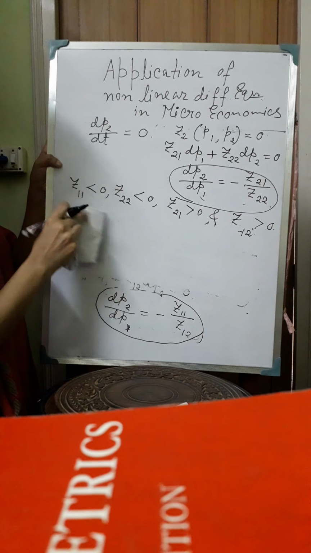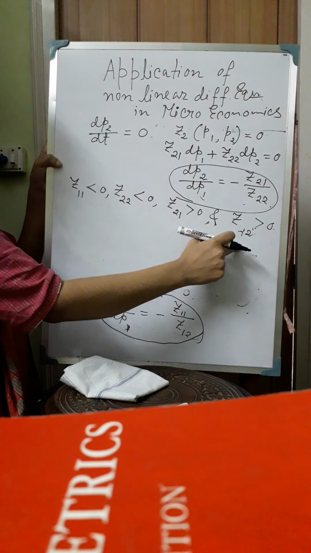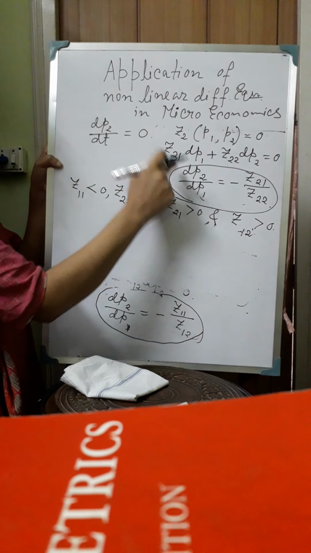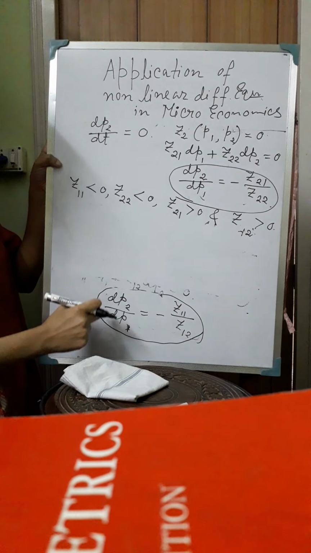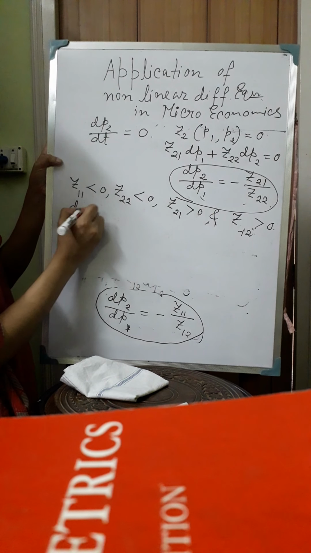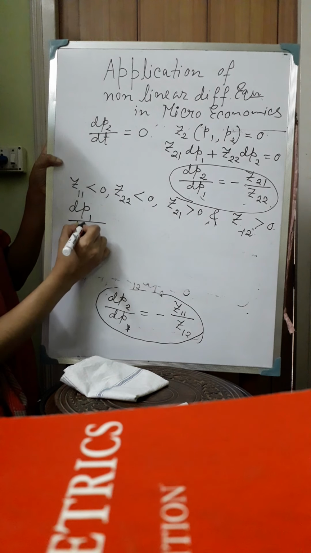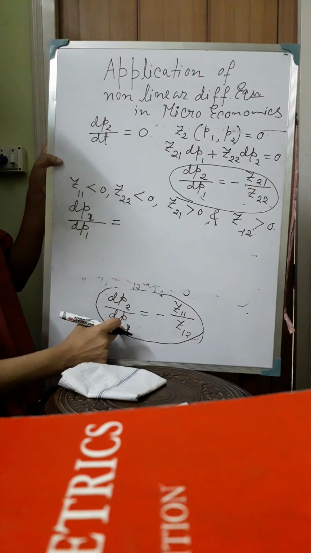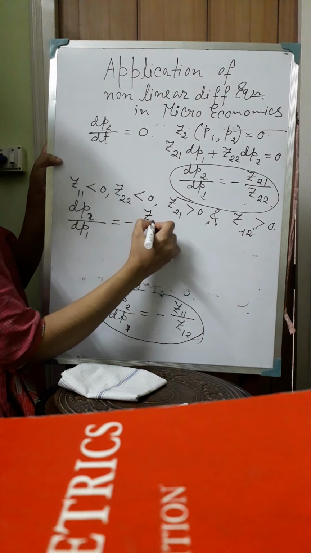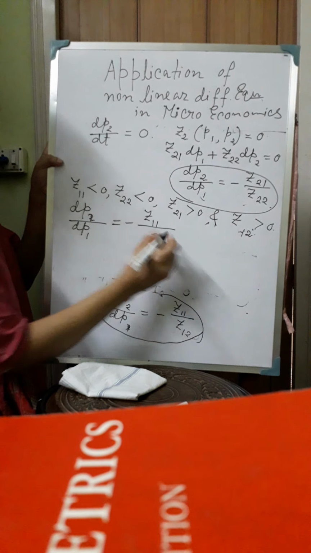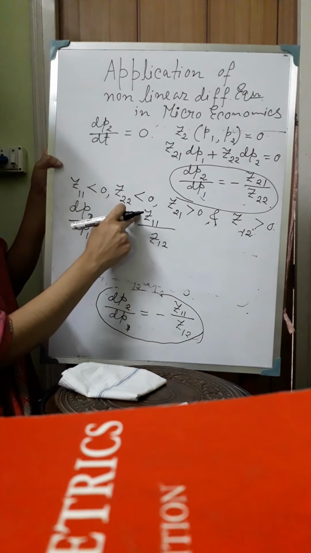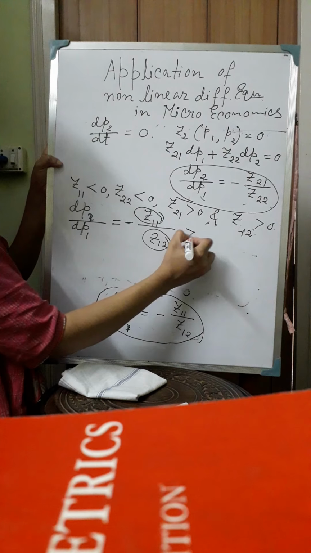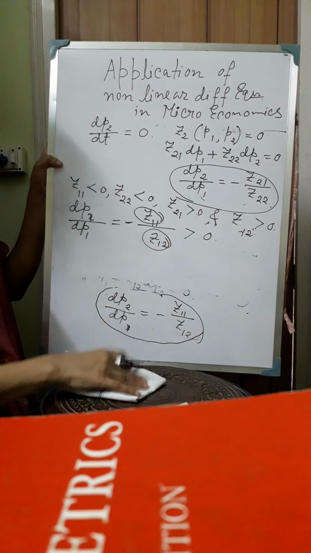Now we shall use these assumptions to determine the sign of dP2/dP1 for market 1 and for market 2. So let's first consider dP2/dP1 when there is equilibrium in market 1. So dP2/dP1 is equal to minus Z11/Z12 if there is equilibrium in market 1. Now by assumption Z11 is less than 0, Z12 is greater than 0, and there is a negative sign here. So therefore dP2/dP1 is greater than 0.